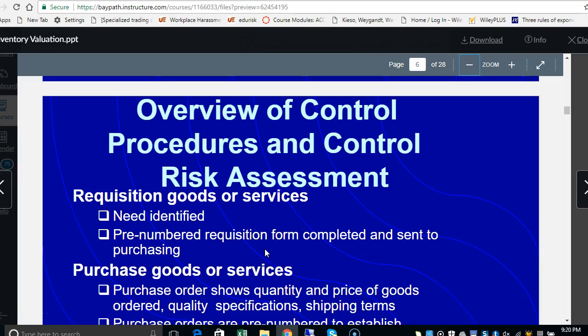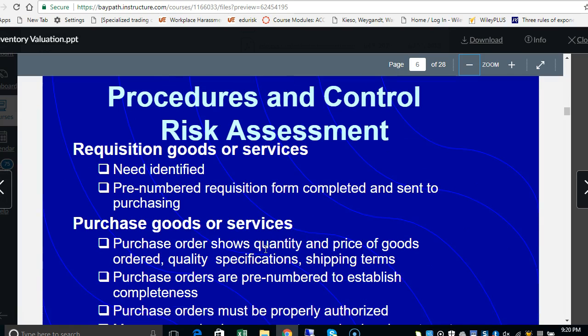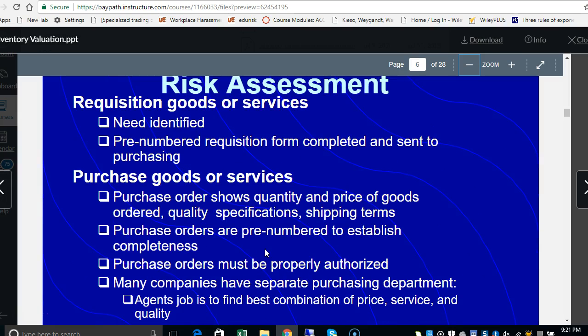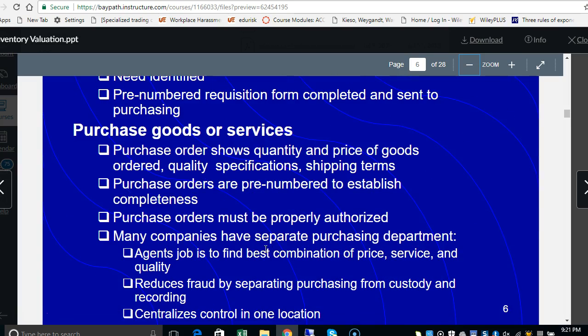Overview of control procedure and control risk assessment. Requisition goods or services need to be identified. Pre-numbered requisitions are completed and sent to purchasing. Purchase goods or services. The purchase order shows quantity, price of goods ordered, quality specifications, and shipping terms. Purchase orders are pre-numbered to establish completeness. You want to see them in sequential order as well. Purchase orders must be properly authorized. You need to see signatures.